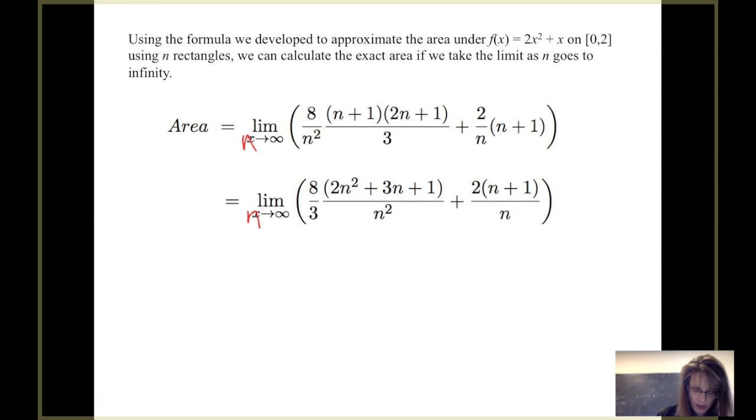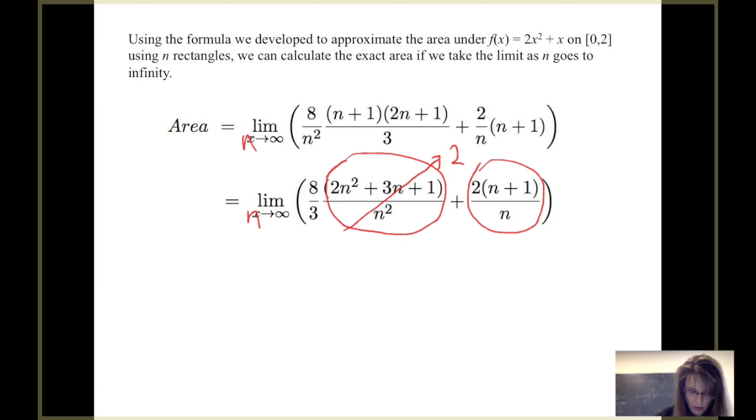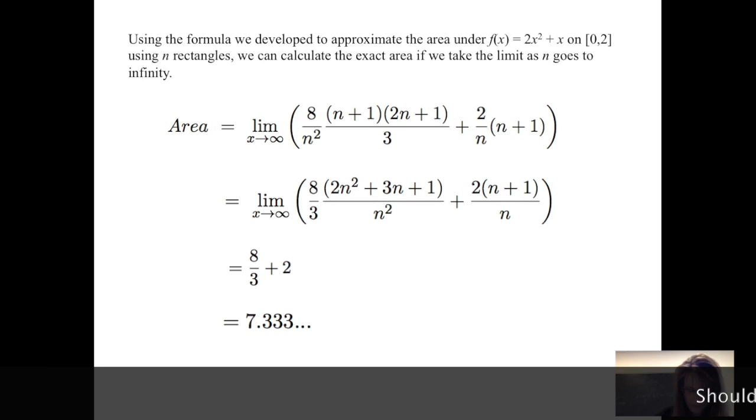And in this first expression, we see that the highest power of n is 2. The highest power of n here is 1. So taking the limit as n goes to infinity, this is going to go to 2. This is going to go to 2. And so the exact area of the region bounded by f of x equals 2x squared plus x, the x-axis and the line x equals 2, we get 8/3 plus 2, or 7.3 repeating.